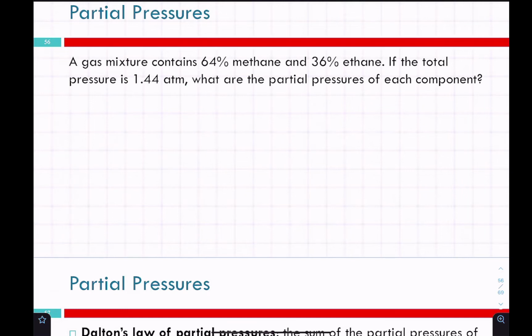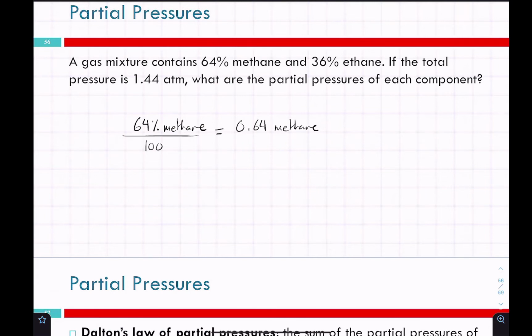So we've got a mixture with 64% methane, 36% ethane. If the total pressure is 1.44 atmospheres, what are the partial pressures of each component? So first you need to convert the percentages into a decimal, right? So take that 64% methane, divide it by 100. That's 0.64 fractional composition of methane.